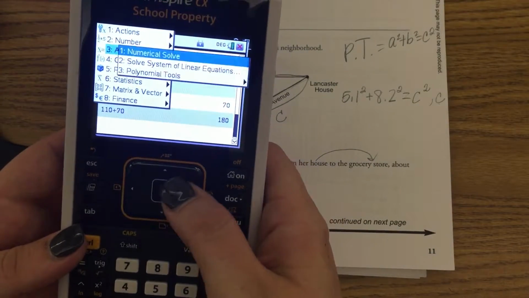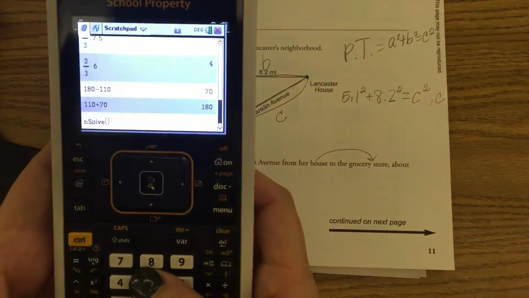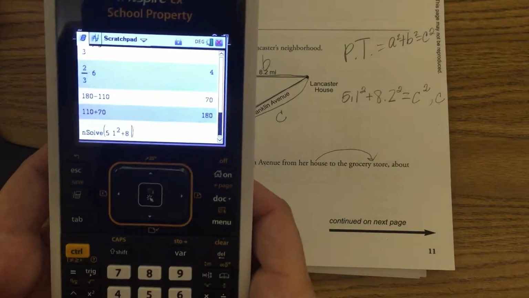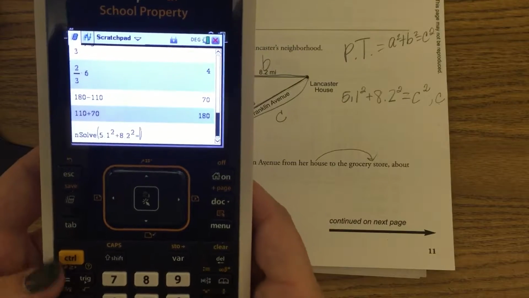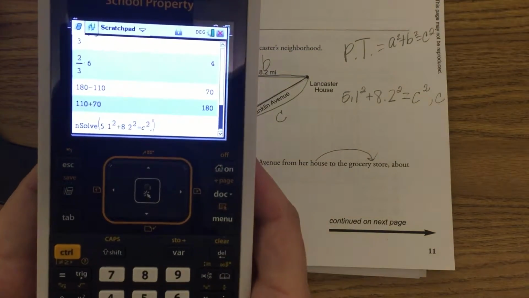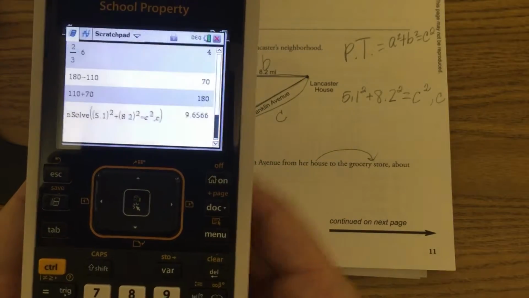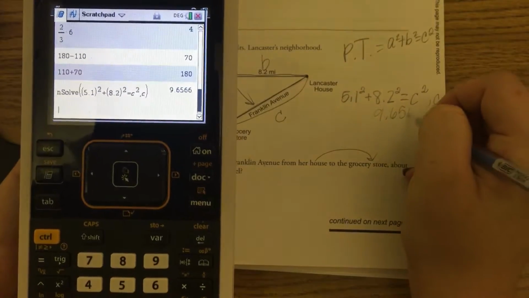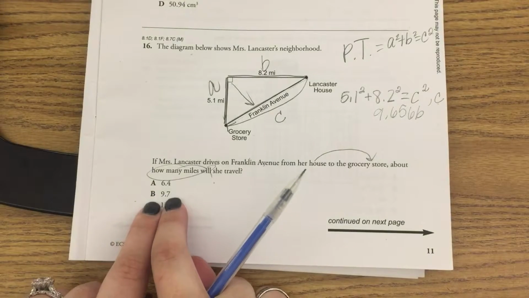Oh, still not used to doing this. Okay, InSolve. 5.1 squared plus 8.2 squared is equal to C squared. I'm going to put comma C so that this calculator will solve for C. Hit enter, and I get 9.6566. Okay, look at the answer choices.